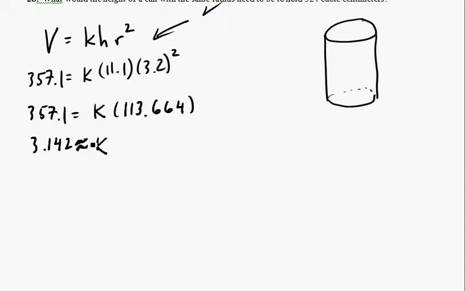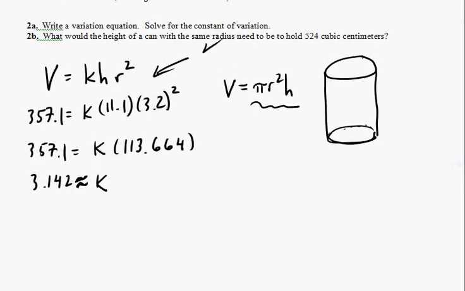Now, perhaps it doesn't surprise you that that number looks pretty much like pi, and in fact it actually is. You may recall the formula for the volume of a cylinder is the area of the base, which is pi r squared, times the height. So in this case, the problem was obfuscated, if you will, in order to practice finding the constant of variation, but perhaps you may have known from the beginning that the constant of variation actually is pi.